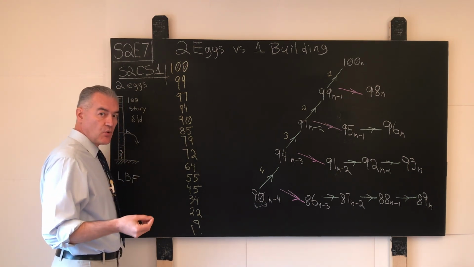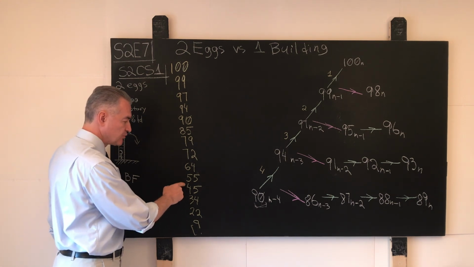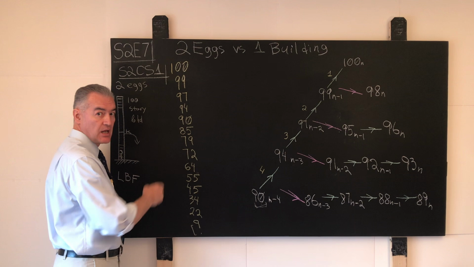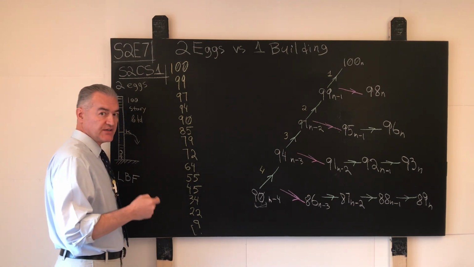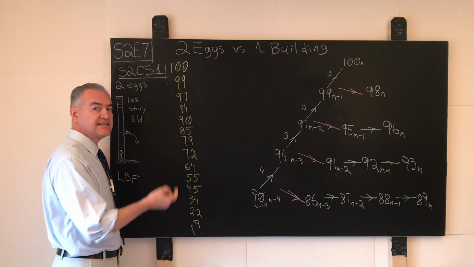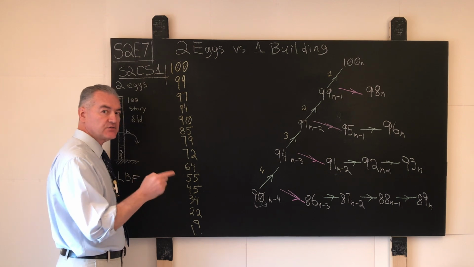If the egg number 1 does not break or survives the fall from each of these floors, then we step to the next floor in this bracket. But if the first egg, when thrown from any of these floors, does break, then we descend to one floor immediately above the last highest good floor.